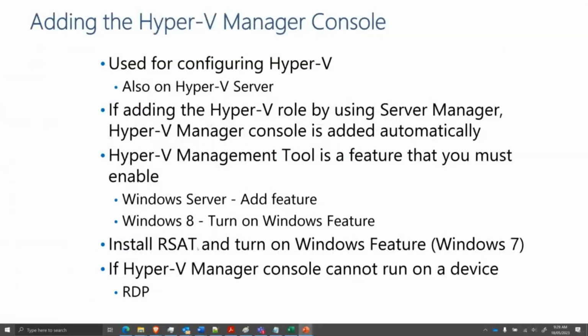So we can also install the RSAT, which is the remote system administration terminal, and turn on the Windows feature. That's a Windows 7, so it's a bit old now. But if Hyper-V Manager console cannot run on the device, we can also use the remote desktop to manage the server directly.